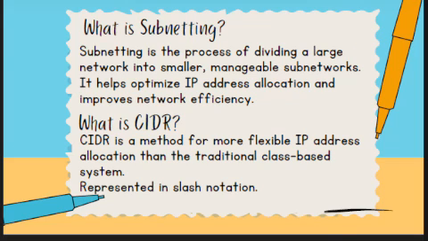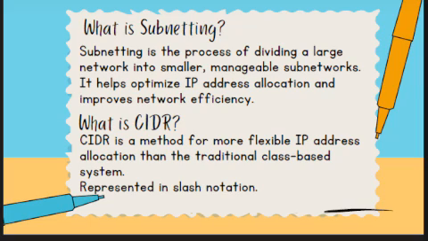Subnetting is the process of dividing a large network into smaller, manageable subnetworks. It helps optimize IP address allocations and improves network efficiency. Imagine you have a large classroom and need to group students based on their seating arrangements for easier management. Subnetting works similarly in networks, breaking a large IP space into smaller, organized sections.